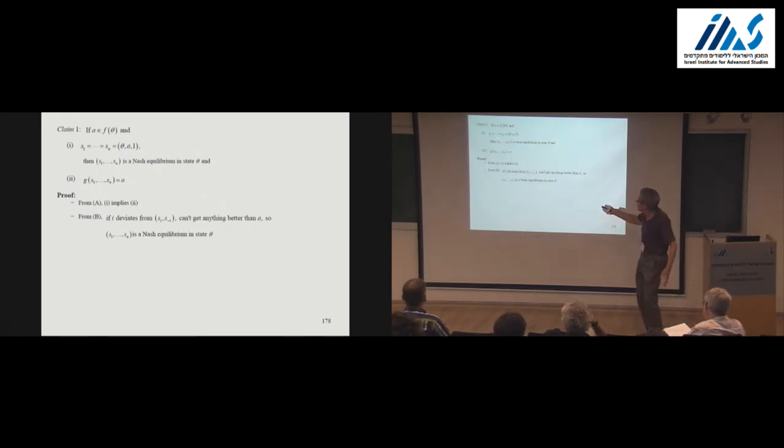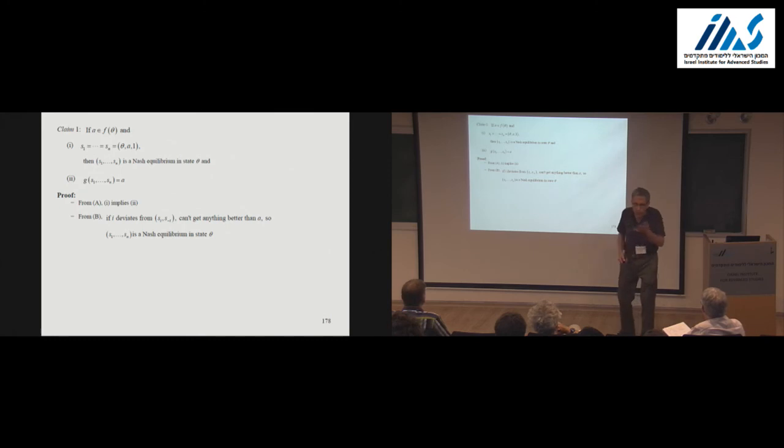So if everybody is announcing the same state and the same outcome, and the outcome is optimal for the state that's being announced, then by construction we get A. So getting part 2 is easy. Now, why is this a Nash equilibrium? Why is this announcement a Nash equilibrium?